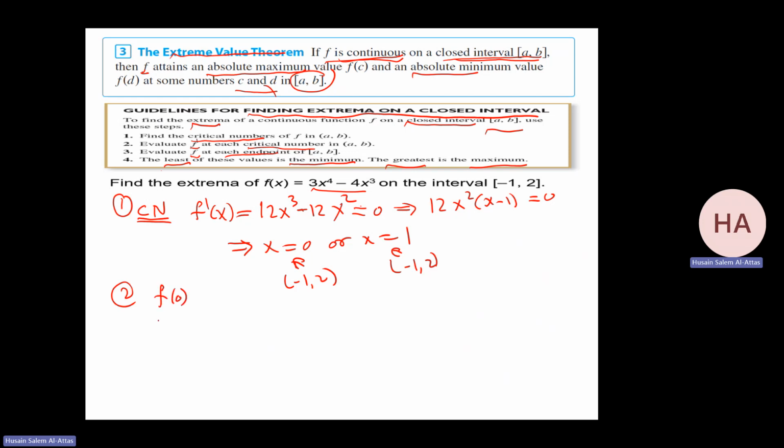So I need to find f at 0 and f at 1. What is f at 0? Look, this function, 0 minus 0, that is 0. F of 1, 3 minus 4, that is minus 1.